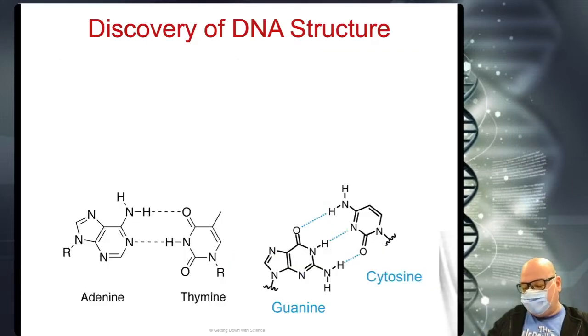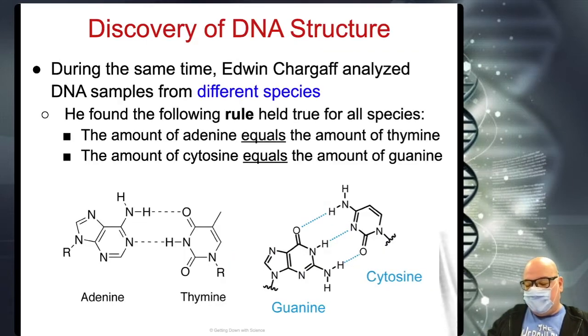Okay, so here's the structure. We knew these chemicals were in DNA, okay? We knew that adenine, thymine, guanine, and cytosine were in DNA. So around the same time, this fellow named Edwin Chargaff analyzed DNA samples, okay? He took different species. He extracted all the DNA, and he found out there's this rule.